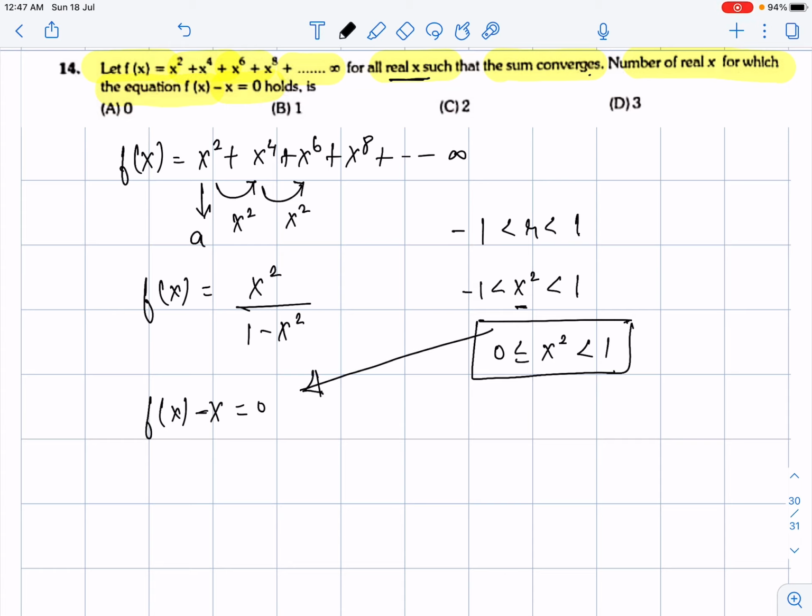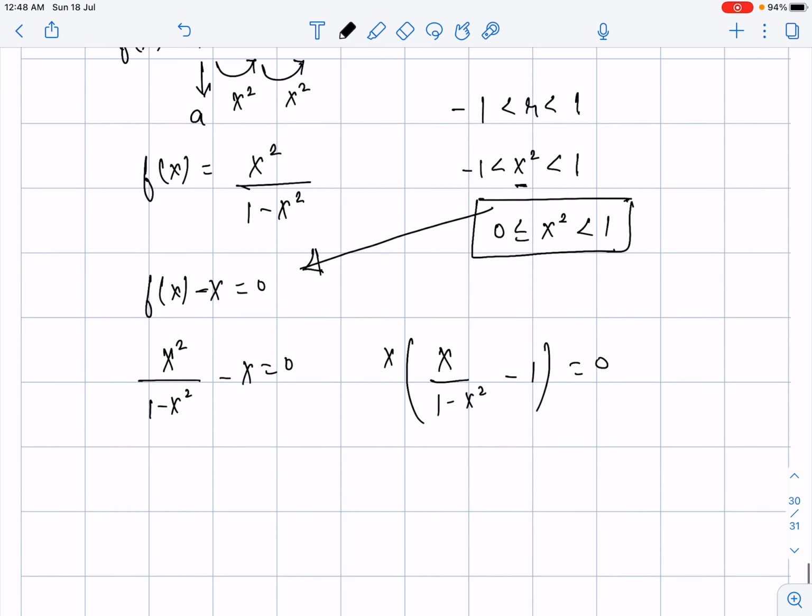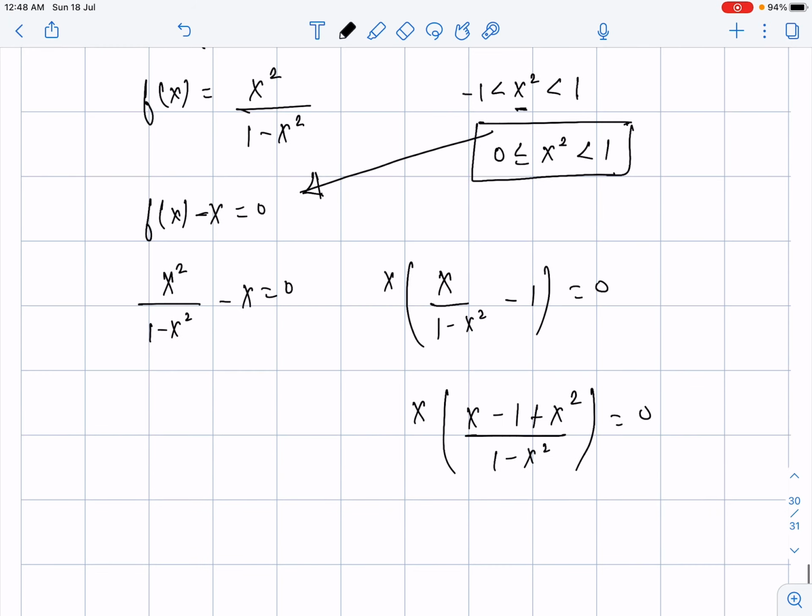So we'll write x^2 upon 1 minus x^2 minus x is equal to 0. That means x can be taken common: x times (x upon 1 minus x^2 minus 1) is equal to 0. So that becomes x times (x minus 1 plus x^2) divided by 1 minus x^2 is equal to 0. Now the denominator should not be 0, so x should not be equal to plus or minus 1, and that is really true, because it is not part of the interval we were taking.